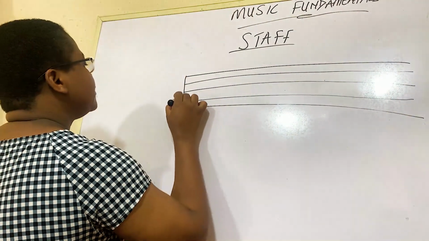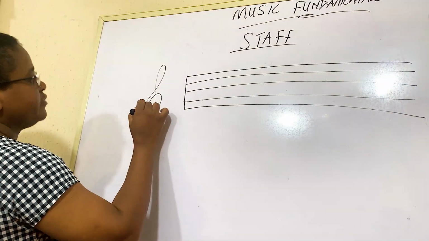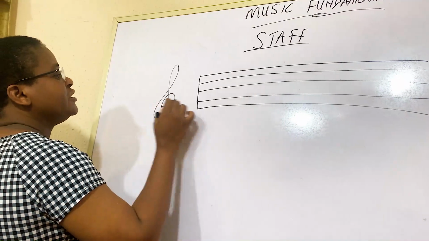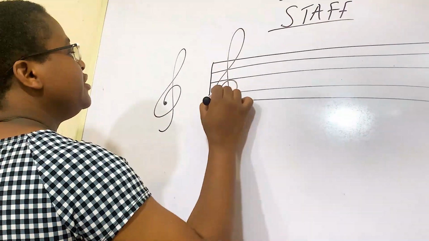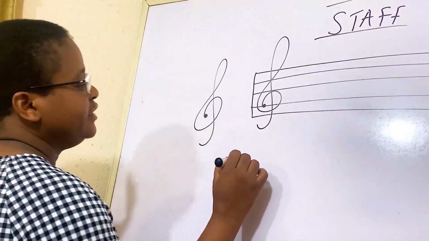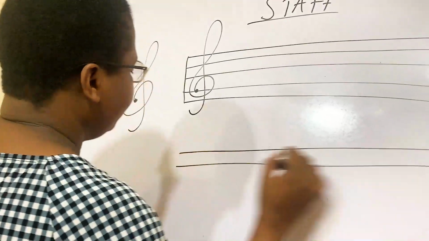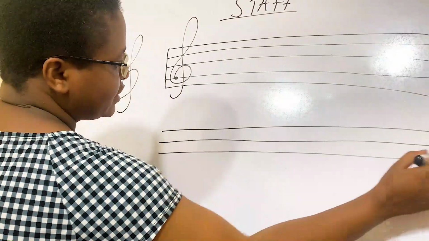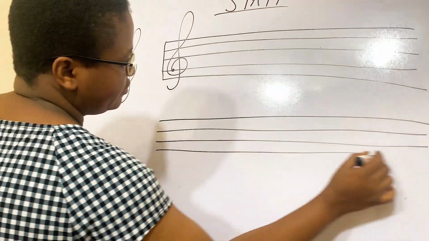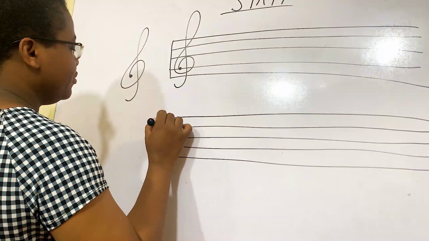And 4 spaces. Remember this sign, our treble clef. So if I place my treble clef on the staff, it becomes a treble staff. This is a treble staff. We also have a bass staff. It becomes a bass staff when I have my bass clef on the staff. Don't forget, your staff is 5 lines and 4 spaces.